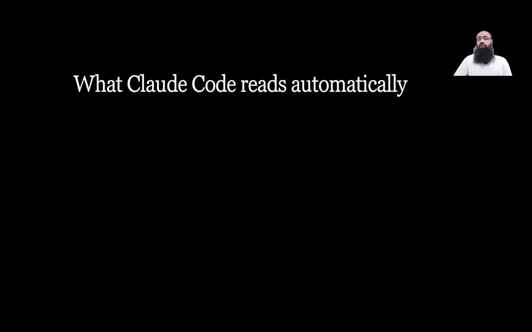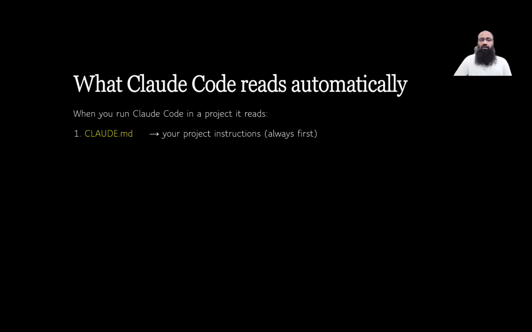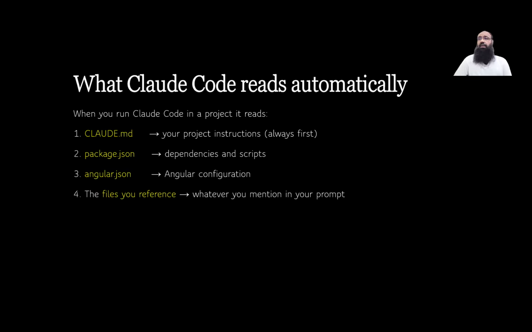So what does Claude Code read automatically? We are going to quickly see. When we run our Claude Code project, it reads this file, CLAUDE.md. Then it's going to read the package.json to see the dependencies and the scripts. Then it's going to see angular.json, the configuration, and the files which we are referencing using an at sign. I will be showing you when we'll be doing the prompting using Claude Code. If those files have been referenced, it already knows which file to refer.